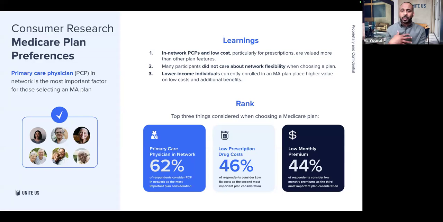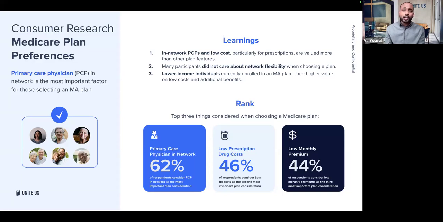I think this is something that we're all familiar with. Seniors want to stay with their PCP, but hearing it directly from the consumer survey, I think it was just great to hear that, as you can look at your strategies and look at your plans and see how your network coverage compares. So then the second most important factor was going to be low cost. And this is particularly for prescription drugs.